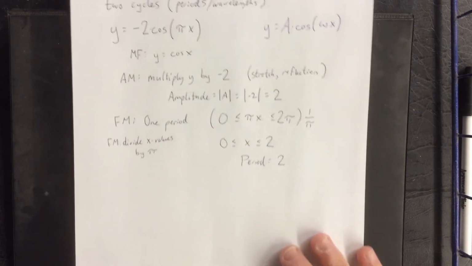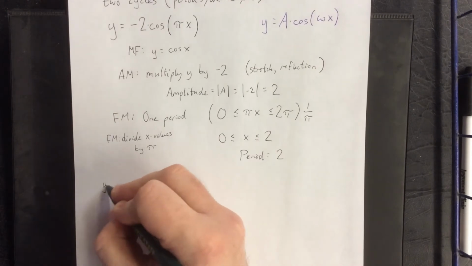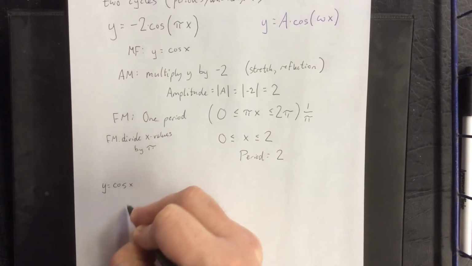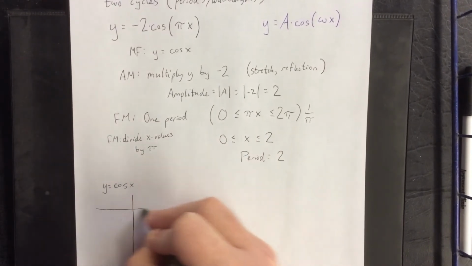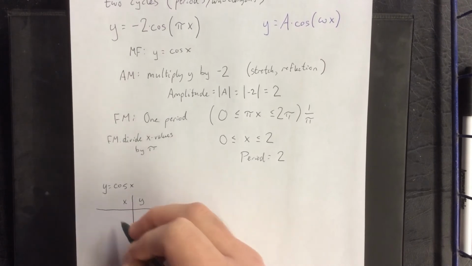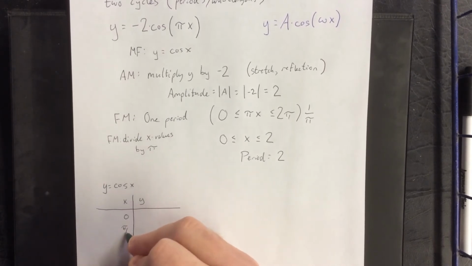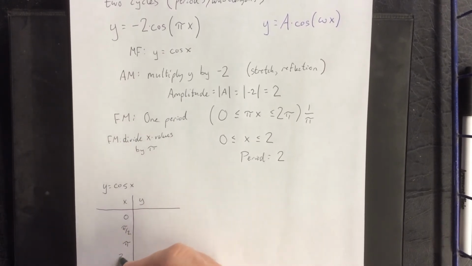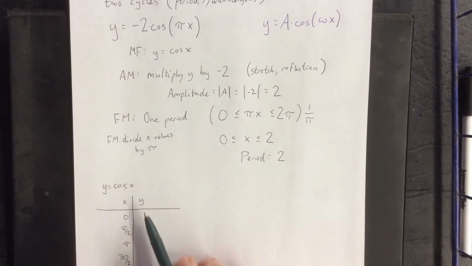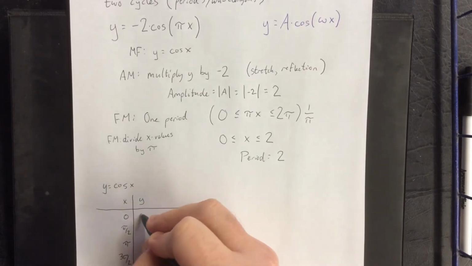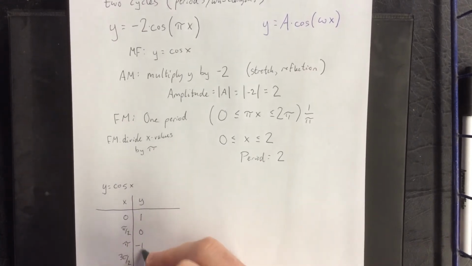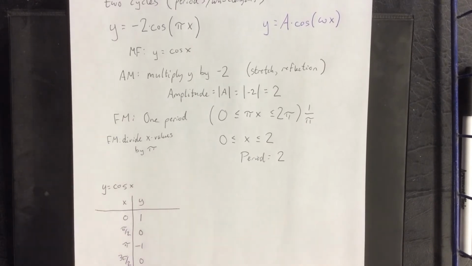Next, we'll actually put down some points for our mother function. Y equals the cosine of x. X values will be the quadrantal angles from the unit circle, and y will be the corresponding value of the cosine of each of those angles. This will start at 1, then go to 0, -1, 0, +1.